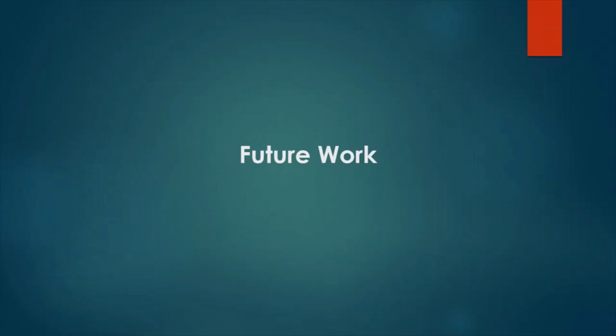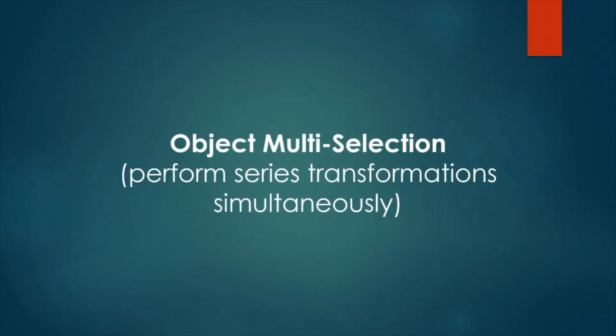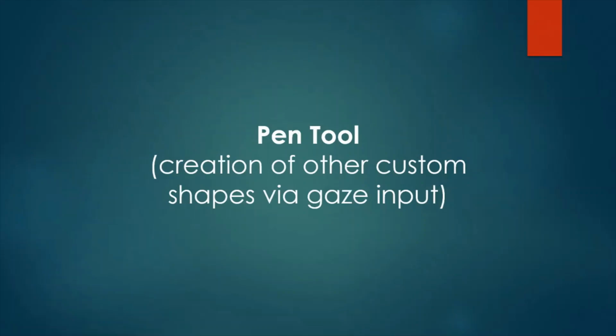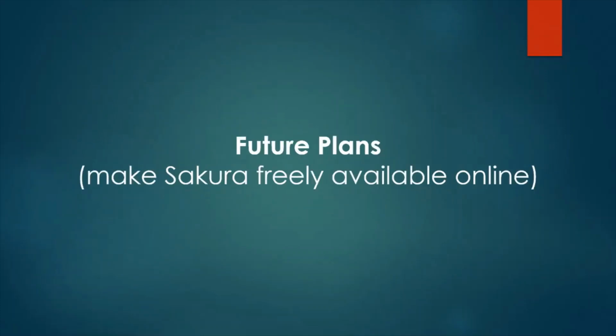So in terms of future work moving forward, there were some interesting points made by participants across both studies, and one of them was around multi-selection of objects and then performing transformations simultaneously, and that's an area where there's not been much work around gaze interaction for creative work. Also, using guides as a means for determining the size of an object, so not just for snapping objects to a guide for layout purposes, but also using them to help support the size of objects. And also the creation of a pen tool so that users can create custom shapes via gaze input. And again, there's been a lack of work in the field around this particular area.